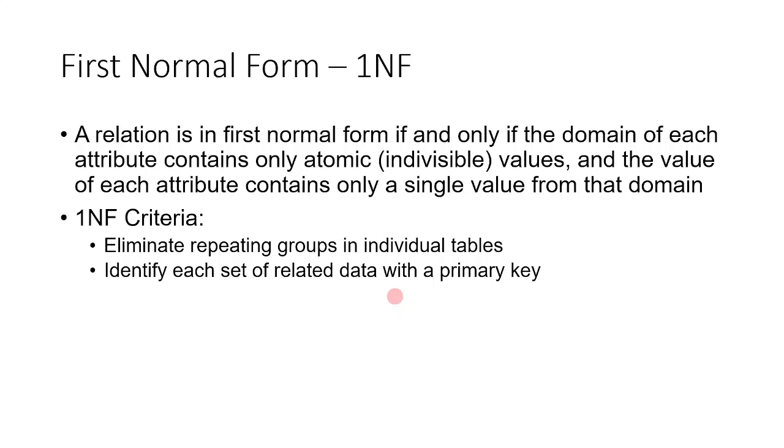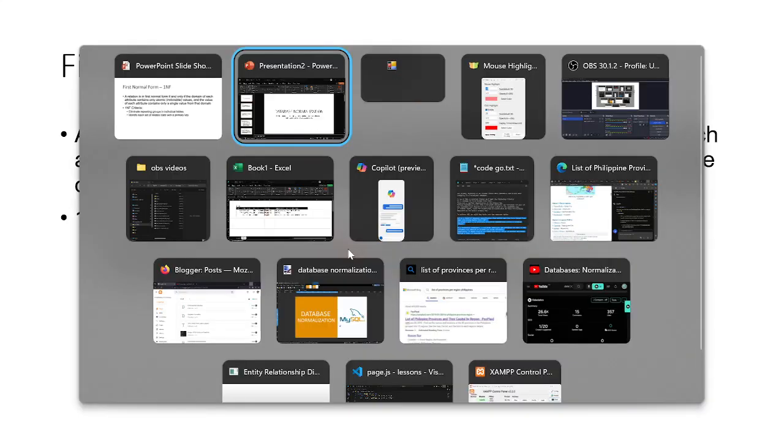A table or a relation is in first normal form if and only if the domain of each attribute contains only atomic or indivisible values. When you say atomic, meaning single, indivisible, the value of each attribute contains a single value from that domain. So it should only contain a single value. Eliminate repeating groups. So we're going to have an example for this one. I have prepared here an example.